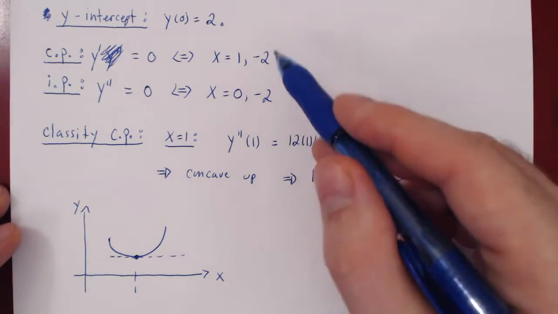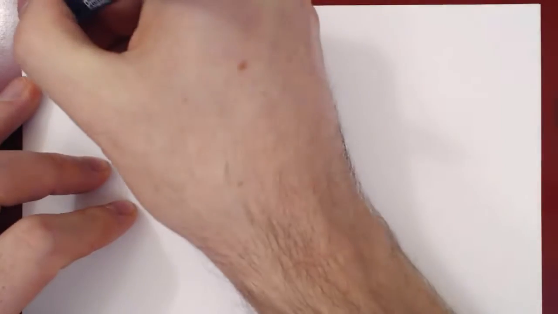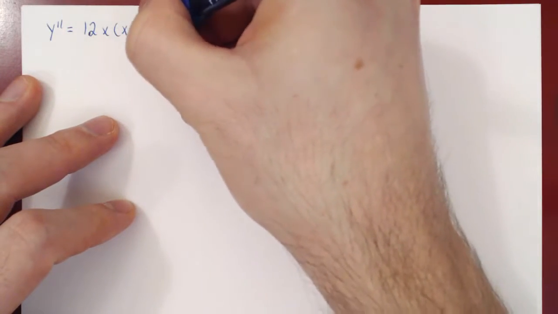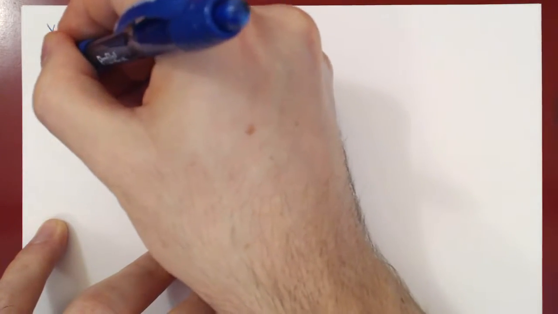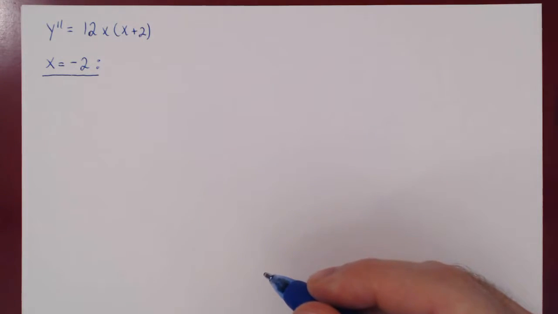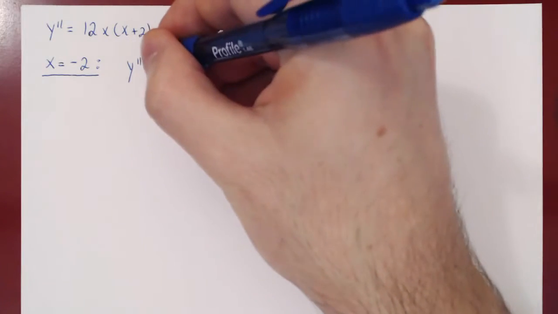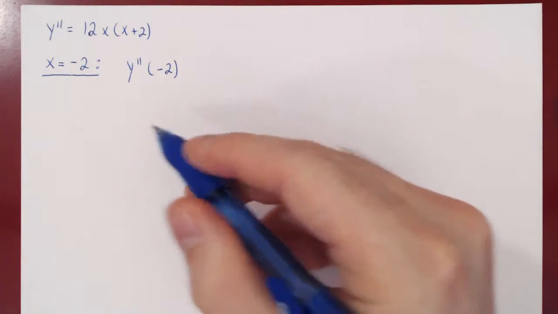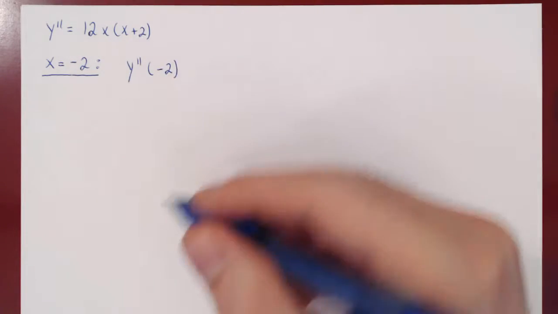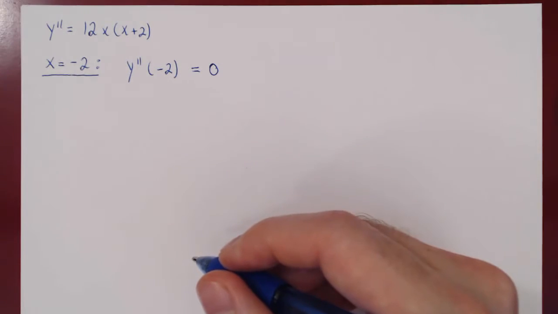Let's see if we can classify the second critical point with the help of the second derivative. Let me rewrite the second derivative as a reminder. Our second derivative, y double prime, is 12x times (x plus 2). And we are trying to classify the critical point, that is x equals negative 2. So we're trying to figure out if the curve is concave up or down at x equals negative 2, and therefore if we have a local minimum or a local maximum. Evaluate the second derivative at negative 2, and what you notice is the second derivative at negative 2 is equal to 0.